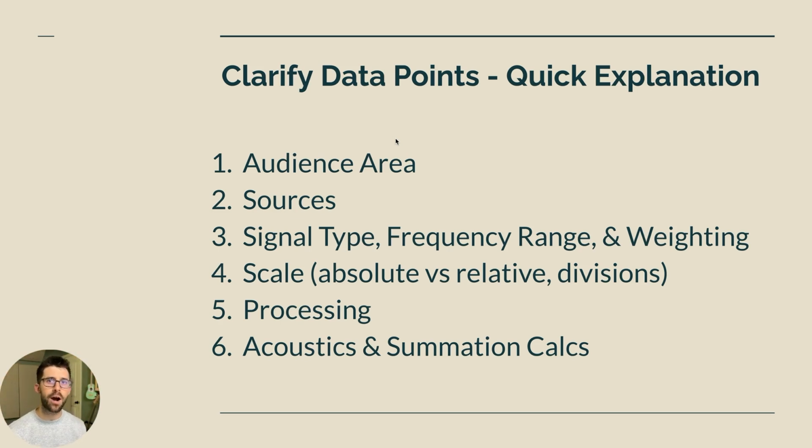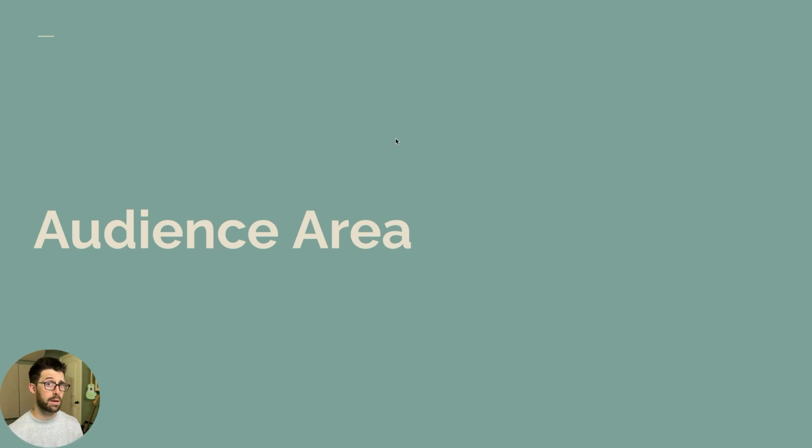Number 5 is processing. What presets, EQ, any gain shading is available on the box. And number 6 is looking at whether the calculations are showing you any of the acoustic changes, or is there any complex summation between the boxes? For instance, can I see power alleys and valleys with the subwoofers? All right, so let's slow down and step through all of these.